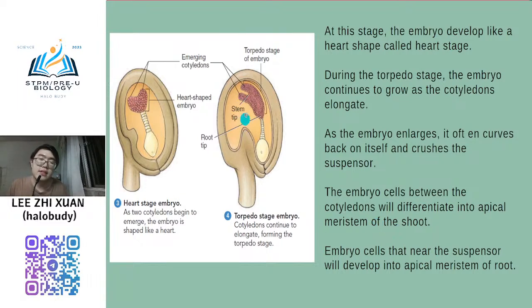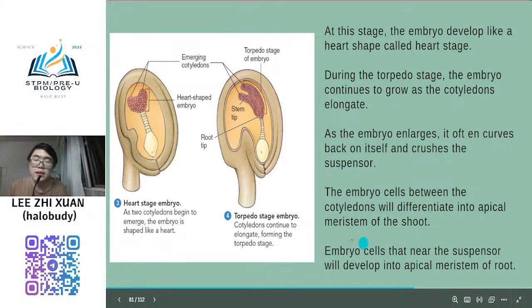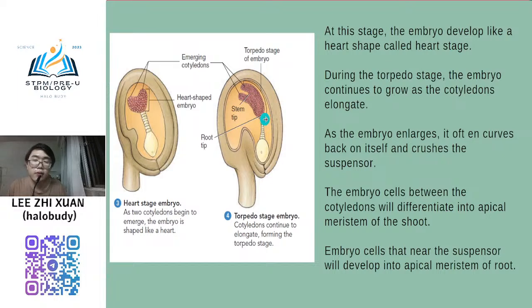So you can see that there is a stem tip. This is special for the apical meristem of the shoot, and the embryo cells near the suspensor will develop into the apical meristem of the root. So at here, the shoot tip and root tip. The tips near the suspensor cell form the apical meristem of the root tissue.